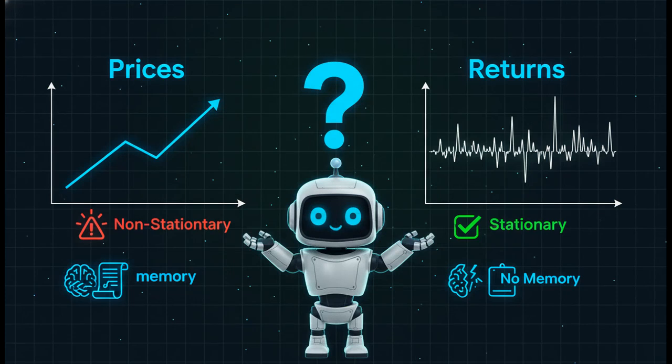Okay, I'm already a little lost. Why can't we just use the price? Isn't that the thing we're trying to predict in the first place? That is the perfect question, and the reason is something called non-stationarity.